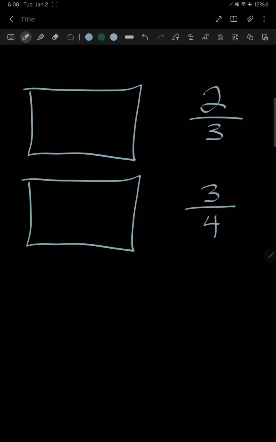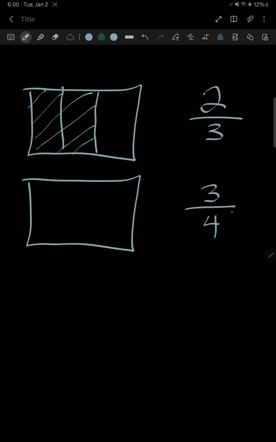Let's get started. So the first thing that we need to do is split this rectangle into 3 pieces because 3 is in the denominator. And remember that we always use vertical lines on one and then horizontal lines on the other one. And then I need to shade in 2 of those. I should have used a different color, but I didn't. So there we go. Okay, so I shaded in 2 of those 3 pieces.